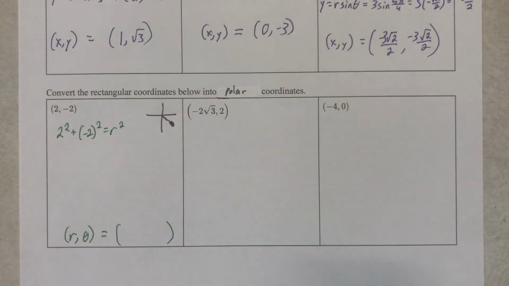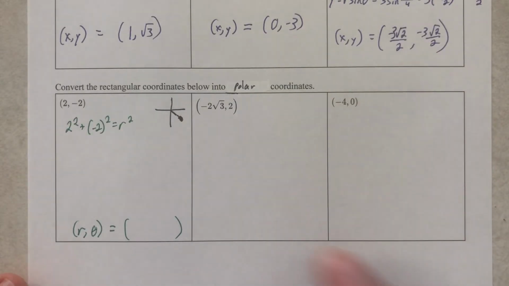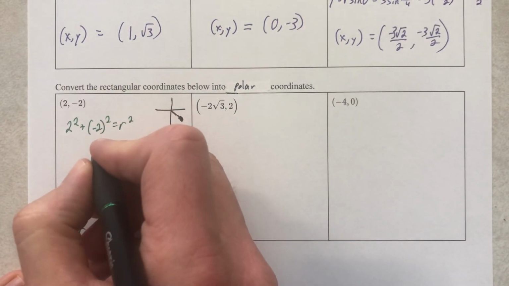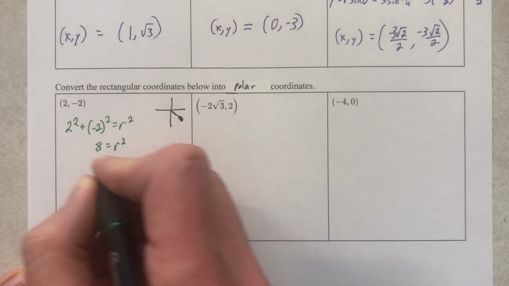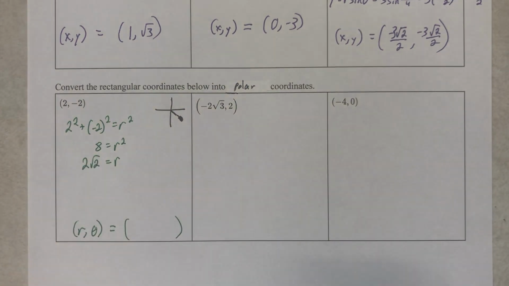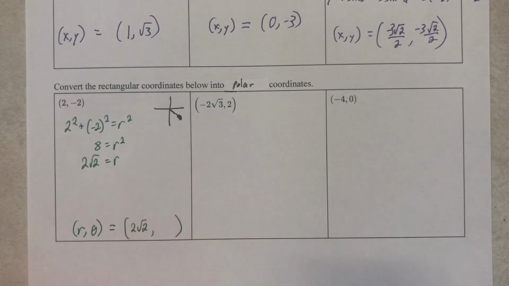And I didn't write the formula down, but here's the formula: x squared plus y squared equals r squared. It's the Pythagorean theorem. So we have 4 plus 4, that is going to give me 8. So 8 equals r squared. So r is the square root of 8. We'll call it what it is. That is 2 square root of 2. So my r value is 2 square root of 2. Okay, good for us.